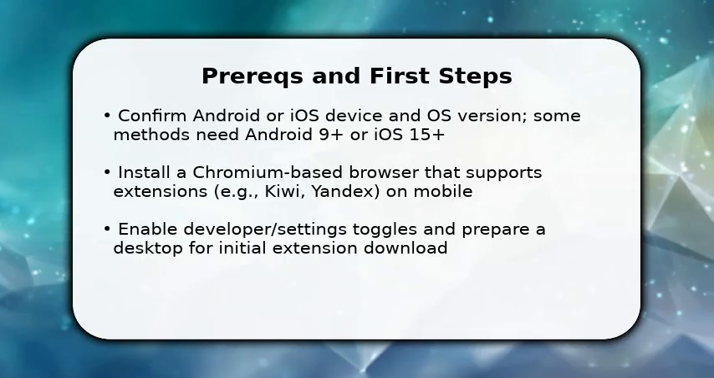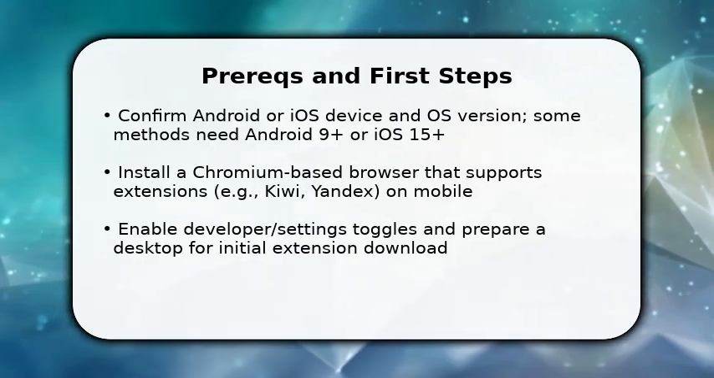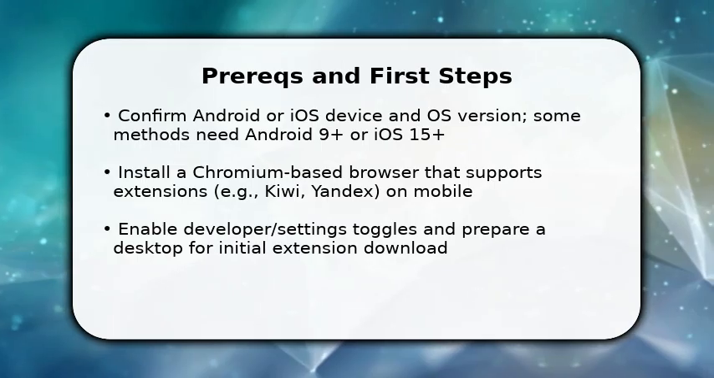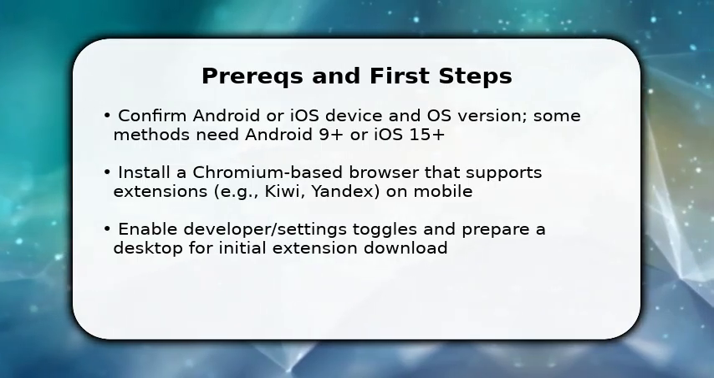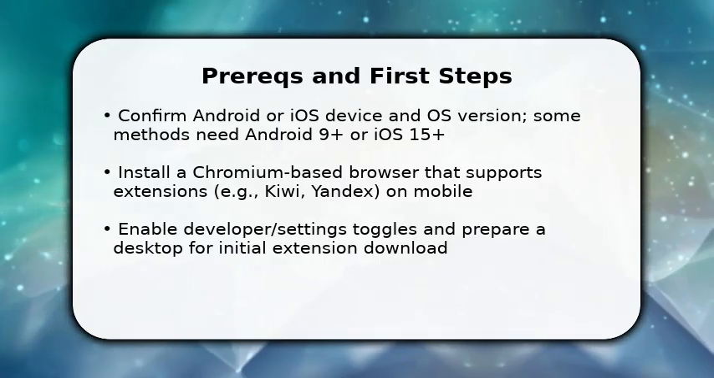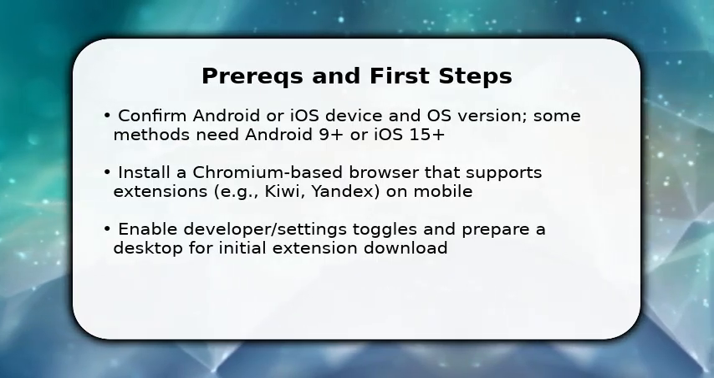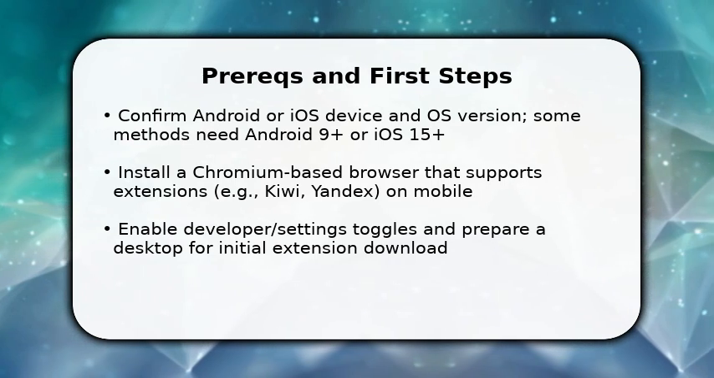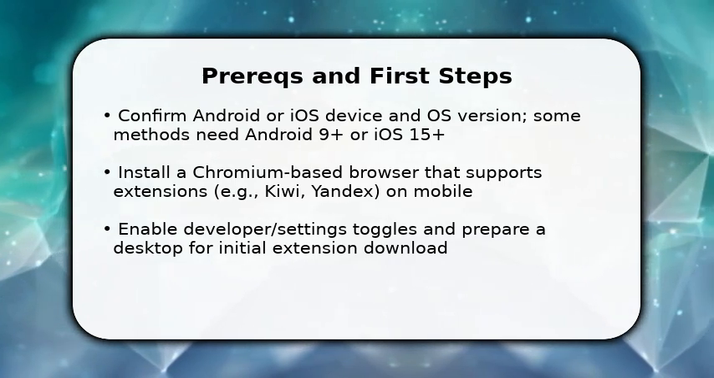Next, on your desktop or mobile, download the CRX or unpacked extension files so you have the source. Make sure to enable developer or experimental flags in the mobile browser settings. This unlocks loading extensions. This prepares you to transfer and install the extension package.